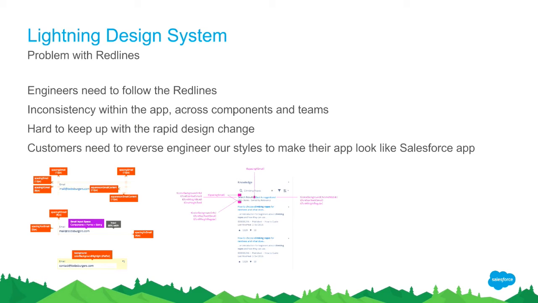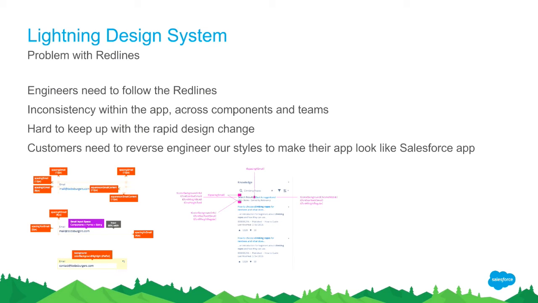We were mainly using red lines to communicate between designers and developers for the look and feel of the components. So what are the problems with red lines? First, engineers need to follow those red lines and write hundreds of lines of CSS just to make the component look right. I am an original developer for Salesforce 1. I can tell you that I don't like red lines. They're not searchable, not filterable. It takes a while for me to find some specs for components through all these giant PNG or PDF files.